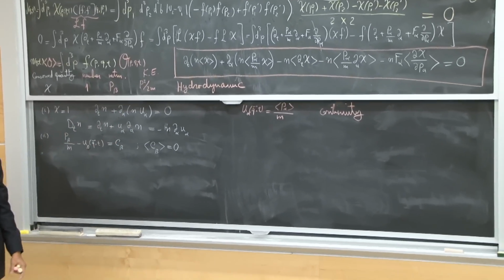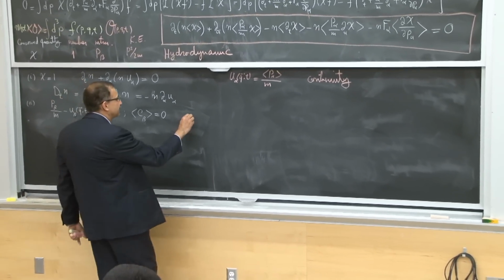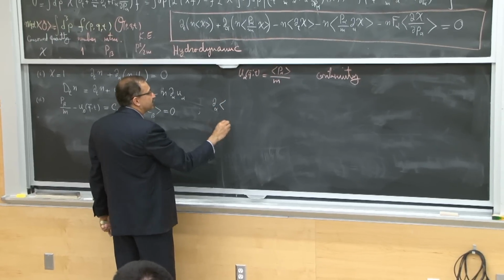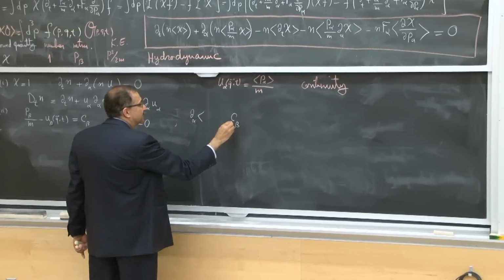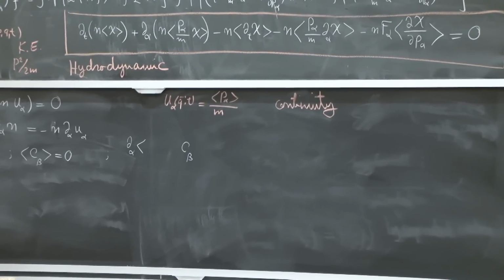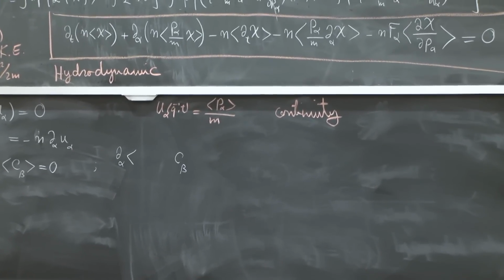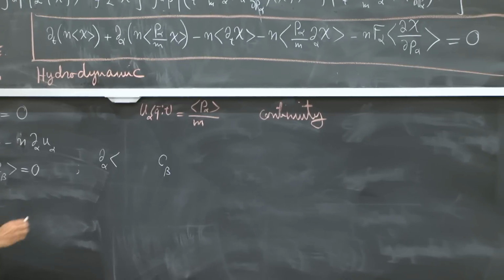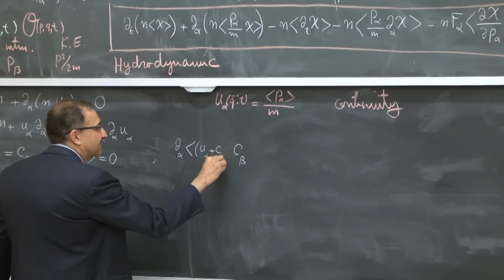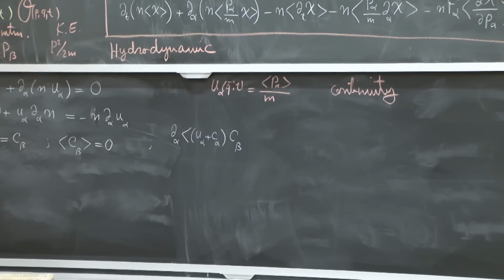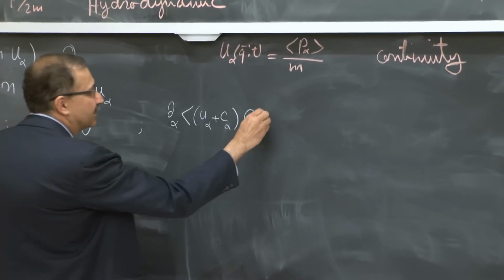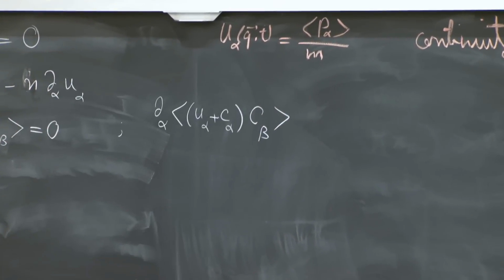Okay? So let's put C beta for chi over here. We said that the first term is 0, so we start with the second term. What do I have? I have d alpha, expectation value of C beta, and then I have P alpha over M. Well, P alpha over M is going to be U alpha plus C alpha. So let's write it in this fashion: U alpha plus C alpha for P alpha over M. And that's the average I have to take. Okay.